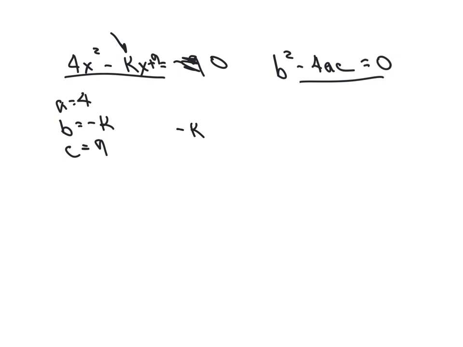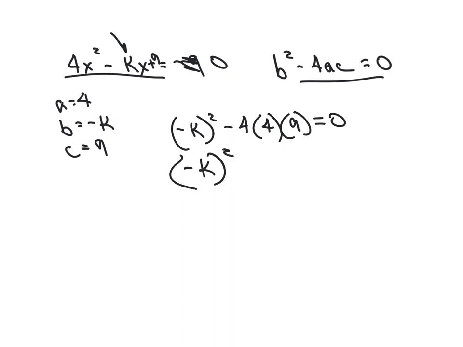Now we can put the numbers in our discriminant. So negative k, we just pretend it's a number, squared, minus 4 times 4, which is our a, times our c, which is 9, equals 0. That's 4 times 4, and then that times 9. Oh, I'm sorry, why did I put an equal sign? I needed to have a minus sign there, didn't I? You probably caught that and wondered what in the world I'm doing here.